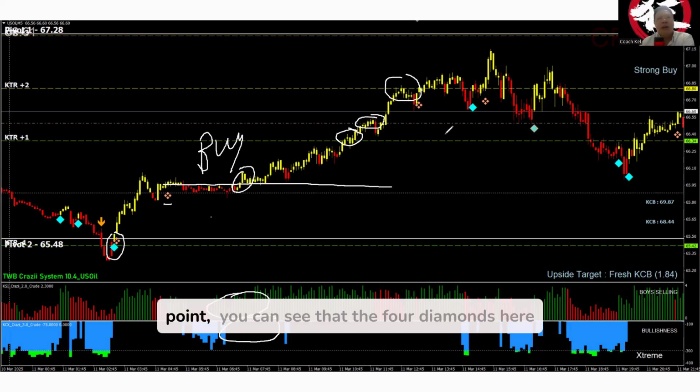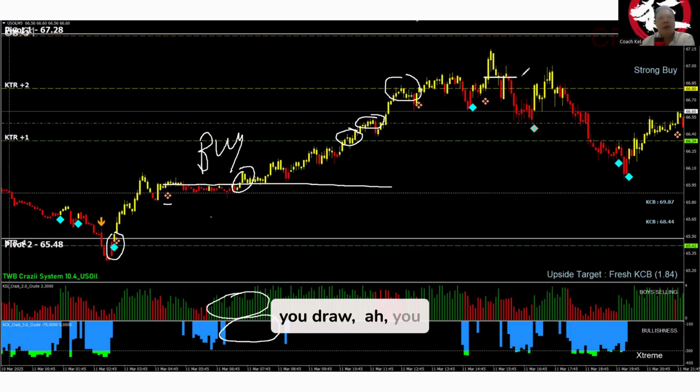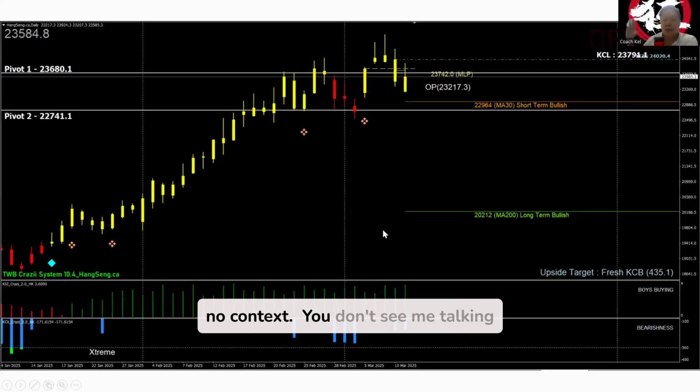Now when it's a turning point, you can see the four diamonds here, you draw. You see again when it goes CCYR, that is where the market sells off. All right, guys, this is how we want you to trade. It's really no fuss. You don't see me talking about fundamentals or anything else except technicals, and it does work.